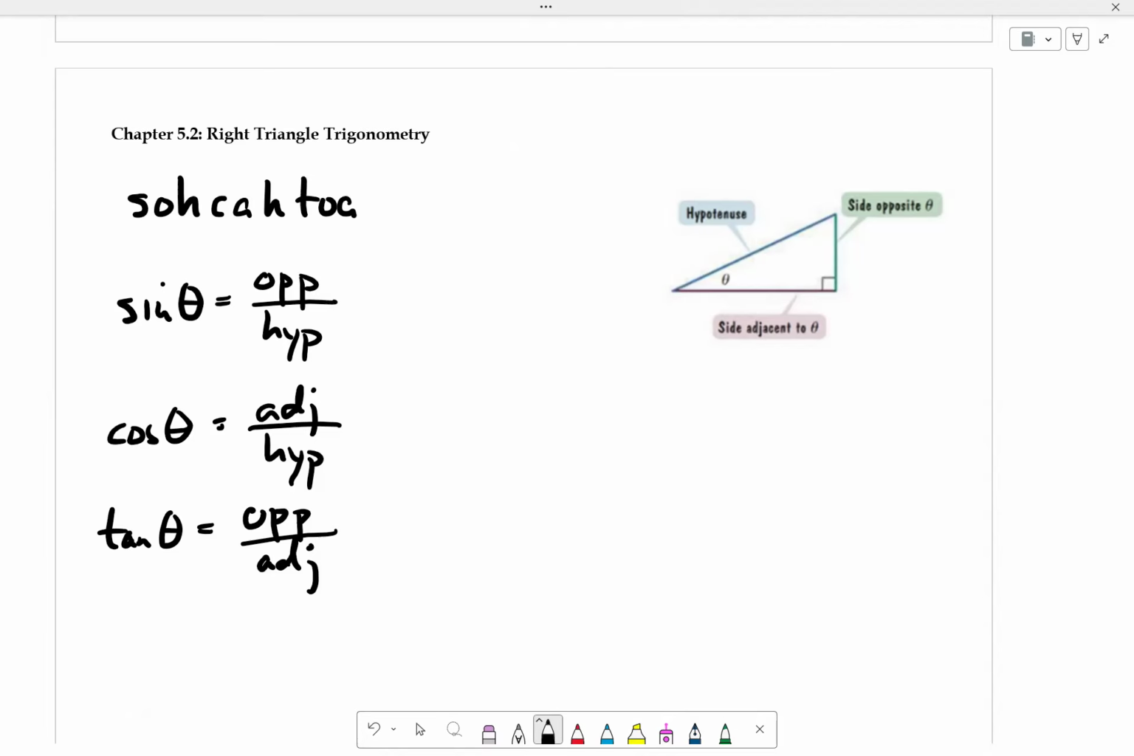The next one we're going to talk about is cosecant. Does this sound familiar? Cosecant? Have you heard this before? Do you know the abbreviation for cosecant? It is CSC. How do you know about this? Did you do it last year?